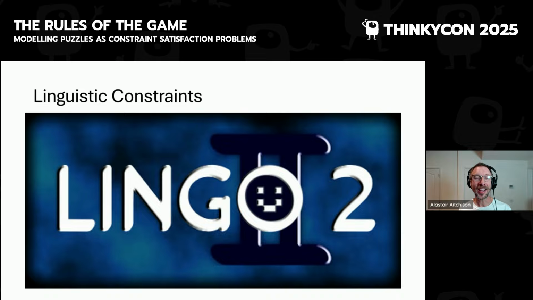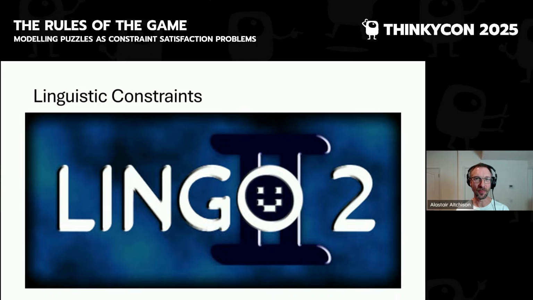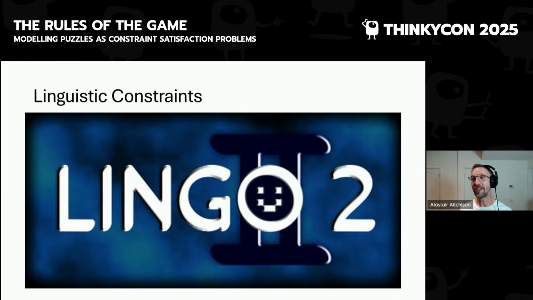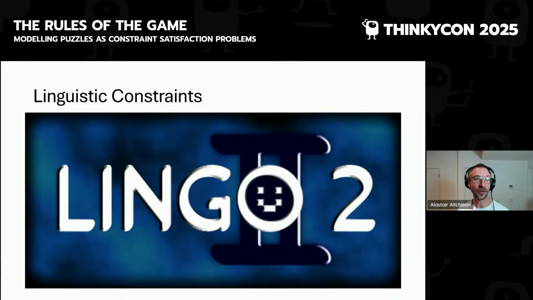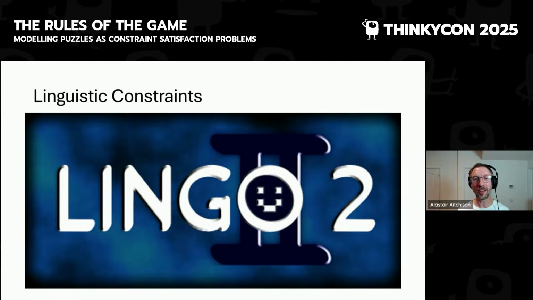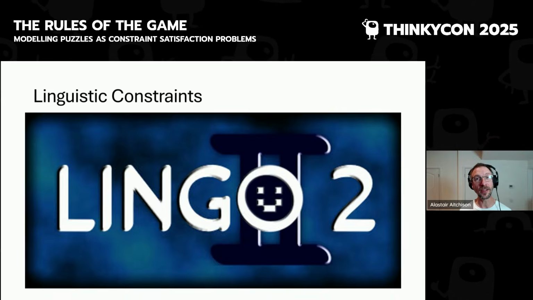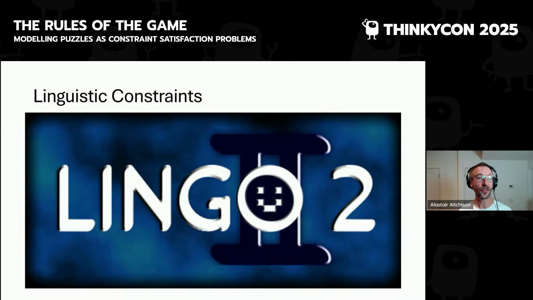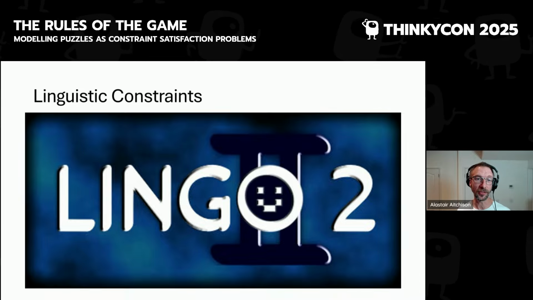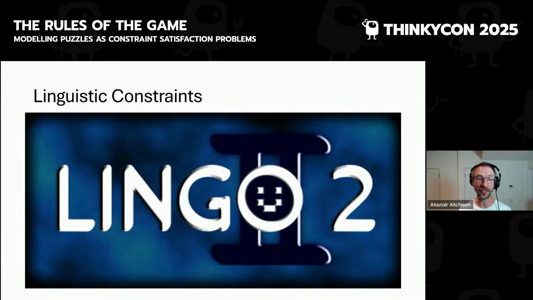Now we've got the theory out of the way, let's get on with the good stuff with some practical examples. And as I mentioned, because constraint satisfaction is often thought to apply only to numbers, I thought I'd start with something completely different and look at how you can use CSPs to model language puzzles using Lingo 2 as an example.